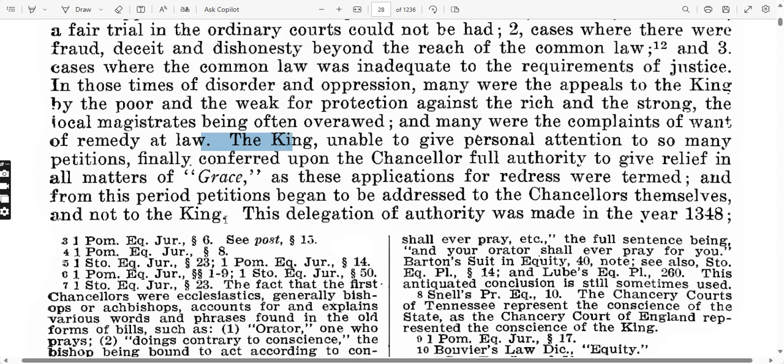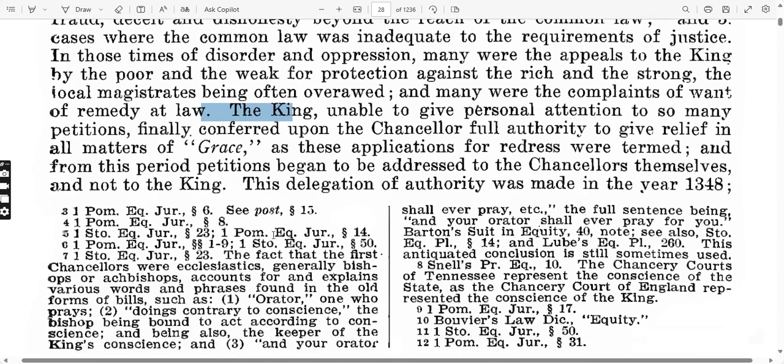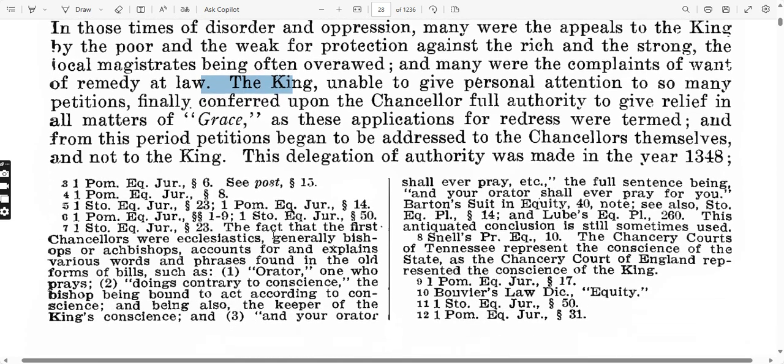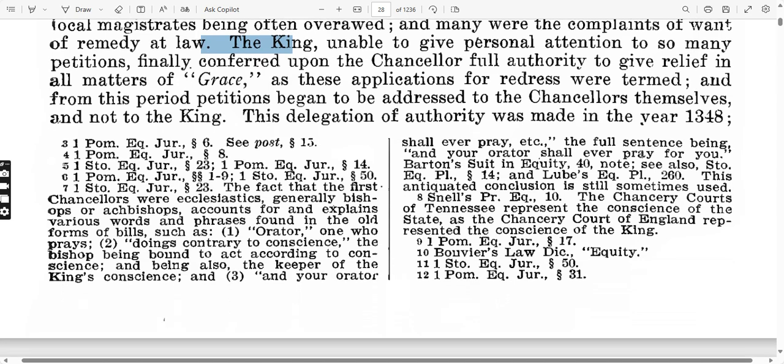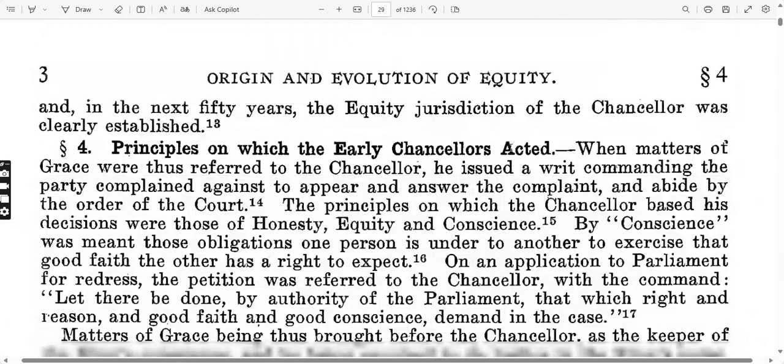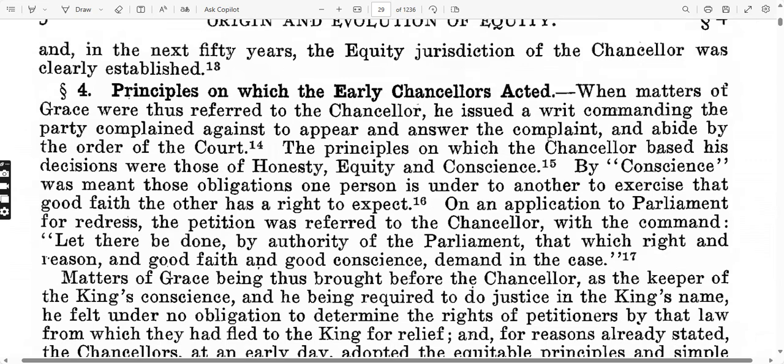And from this period, petitions began to be addressed to the chancellors themselves and not to the king. This delegation of authority was made in the year 1348. Wow, that's a long time. And in the next 50 years, the equity jurisdiction of the chancellor was clearly established.